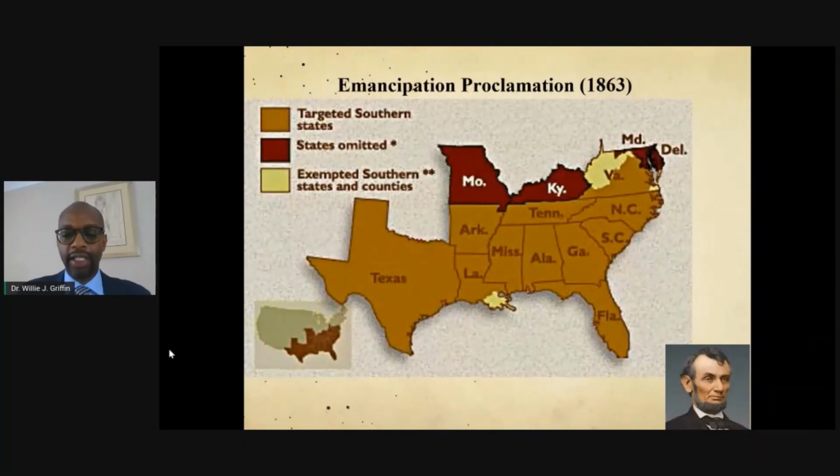This map shows the states that were targeted by the Emancipation Proclamation. The emancipation story that most people in the United States learn centers around Abraham Lincoln's freeing of enslaved African Americans. But most people don't know that the Emancipation Proclamation did not free all enslaved African Americans in the United States.